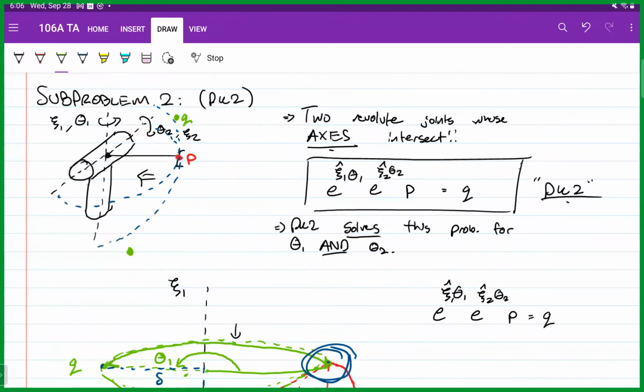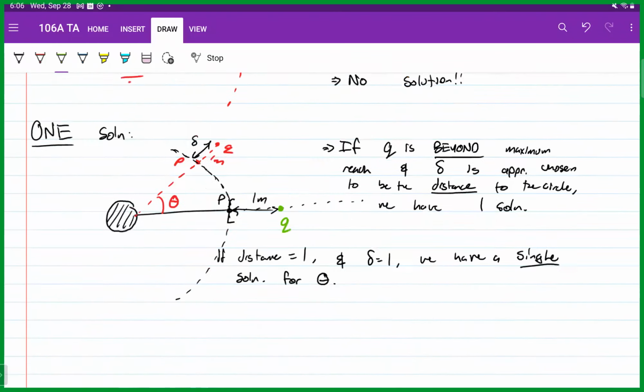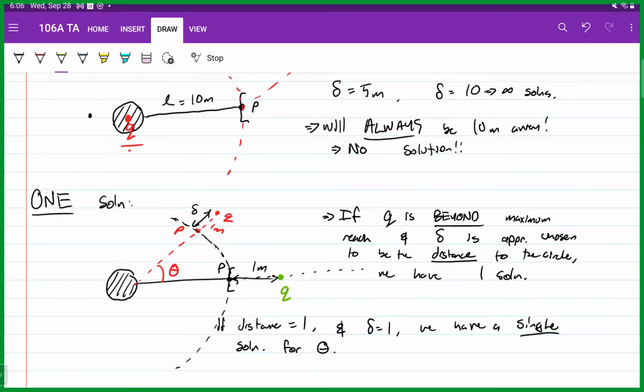Yeah, all the way down. Oh, okay. Yeah, thank you. Sure.